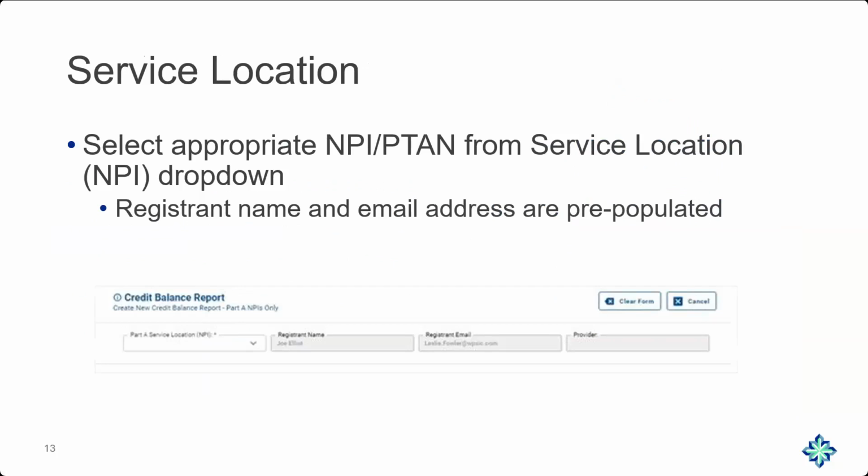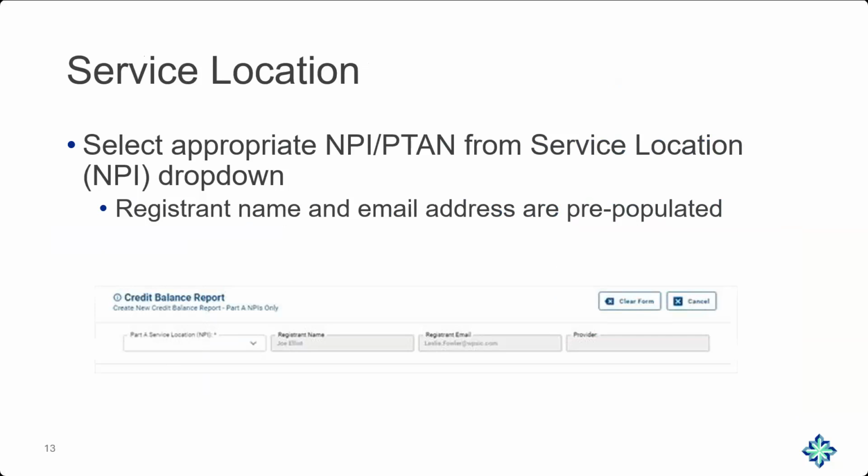What you want to do is select the appropriate NPI from the Part A service location dropdown. So this first box where it says Part A service location and then in parentheses NPI, that's going to be a dropdown. That's going to give you a list of the NPIs that you have access to based on your responsibilities and what was assigned to you within the secure part of the portal by your NPI administrator. You're going to select that. Then the registrant name and email address is going to auto-populate based on your login information.